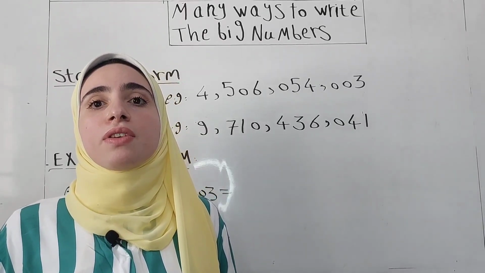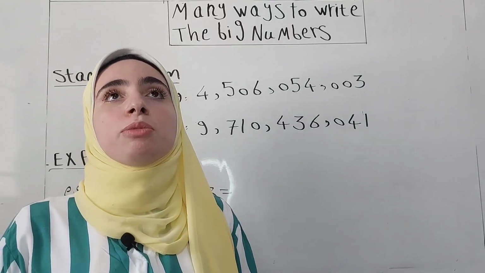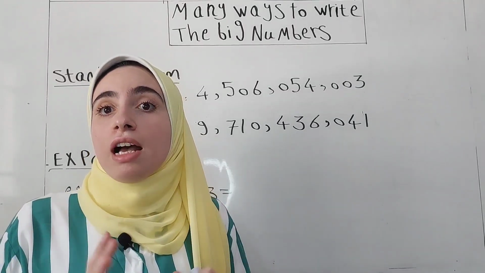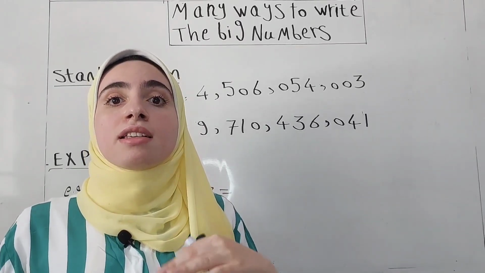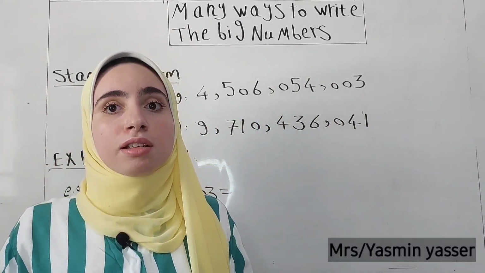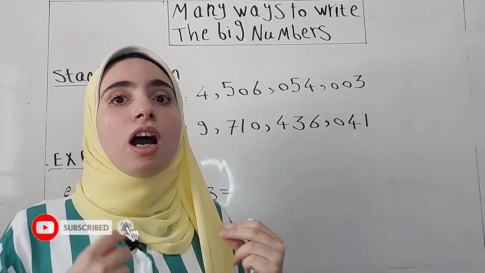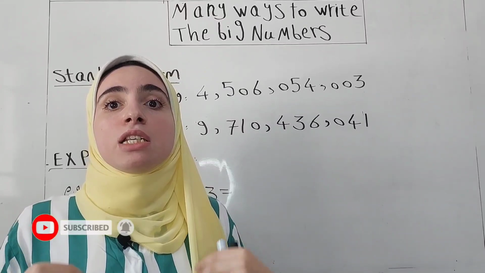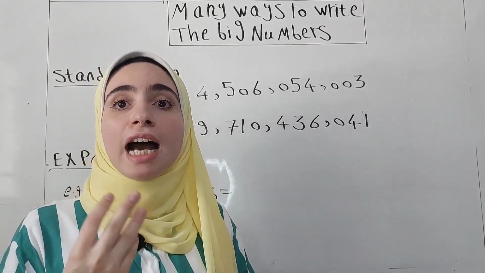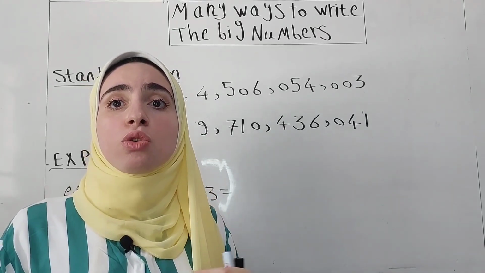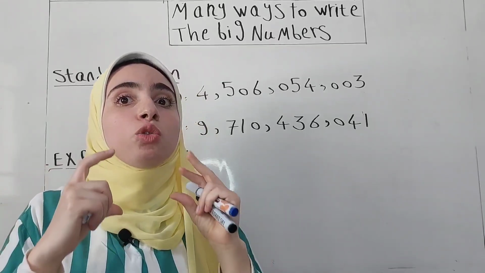We studied in the previous lesson how we can read big numbers, the relation between place value, and how we can make the largest number and the smallest number by using more digits. In today's lesson, we are going to study many ways to express any number. We have many ways to express or write big numbers. The first one is called standard form.